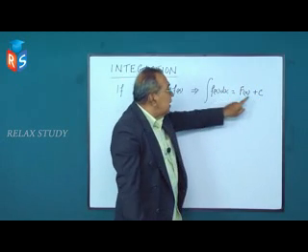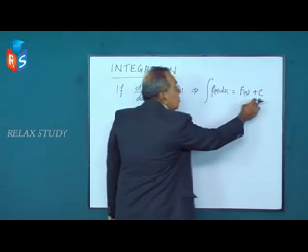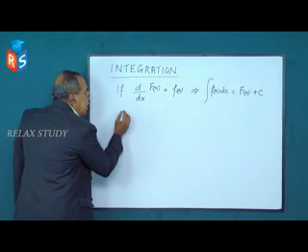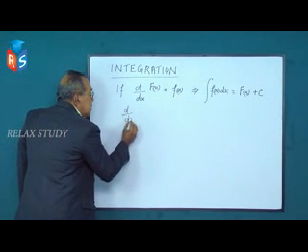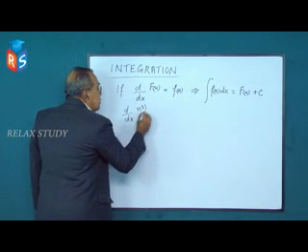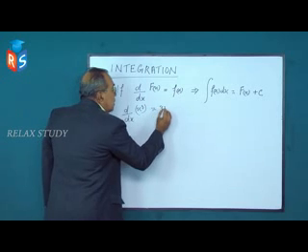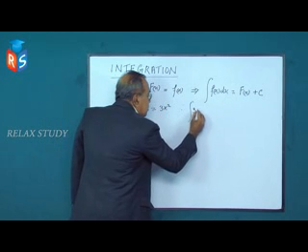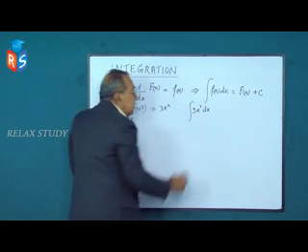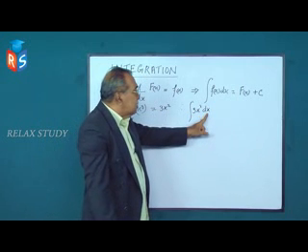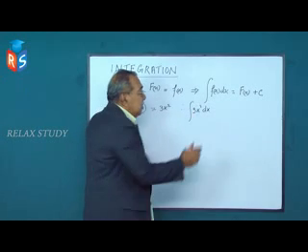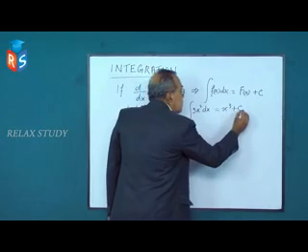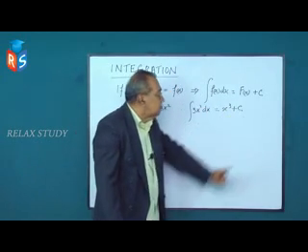This is what is called indefinite integral. The value of c is not known. Therefore, for example, d by dx of x cubed is equal to 3x squared. Therefore, the integral of 3x squared dx, meaning integration with respect to x, is equal to x cubed plus c, the arbitrary constant.